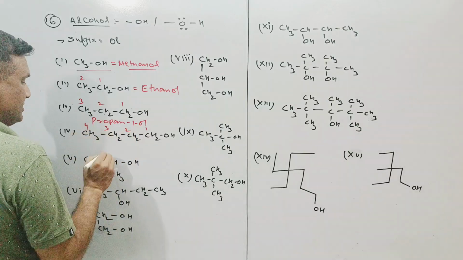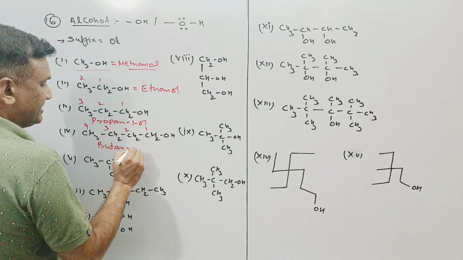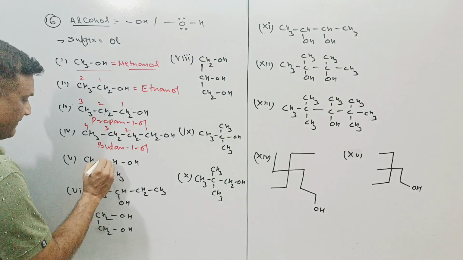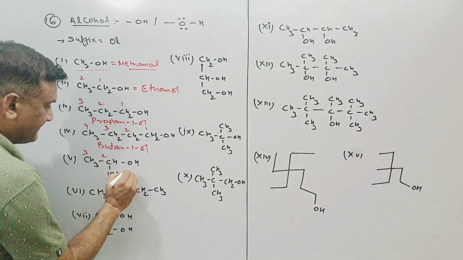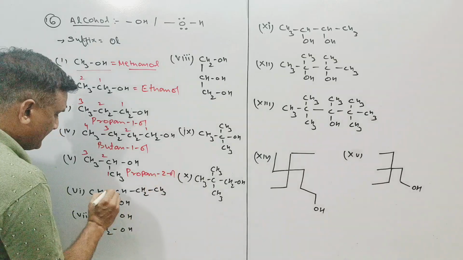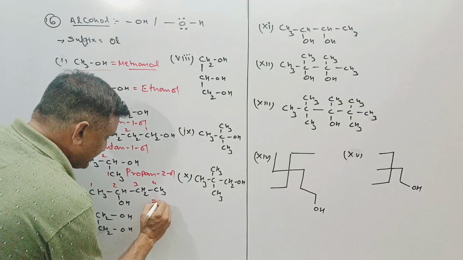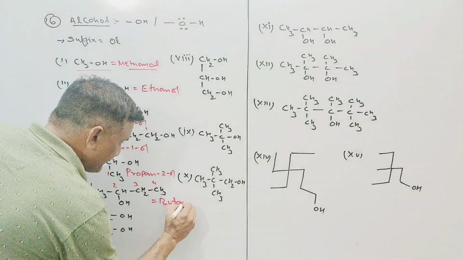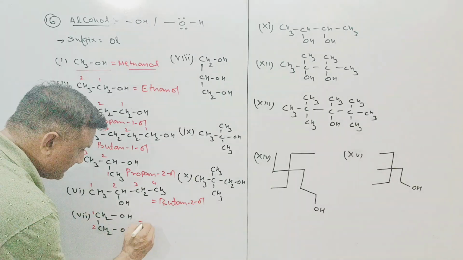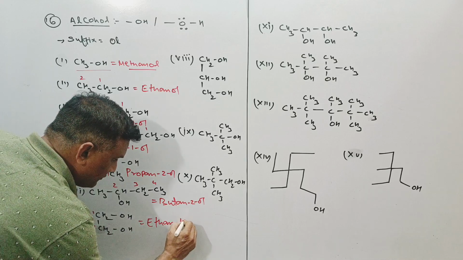Numbering 1, 2, 3 and 4, there are 4 carbons in the chain, so butane. The OH is at number 1 position, so it will be butan-1-ol. For this, it will be 1, 2, 3, the longest possible chain, so propane, and this will be propan-2-ol. Numbering 1, 2, 3 and 4, there are 4 carbons in the chain, so it will be butane, butan-2-ol. For this, numbering 1, 2, there are 2 carbons in the chain, so it will be ethane-1,2-diol.